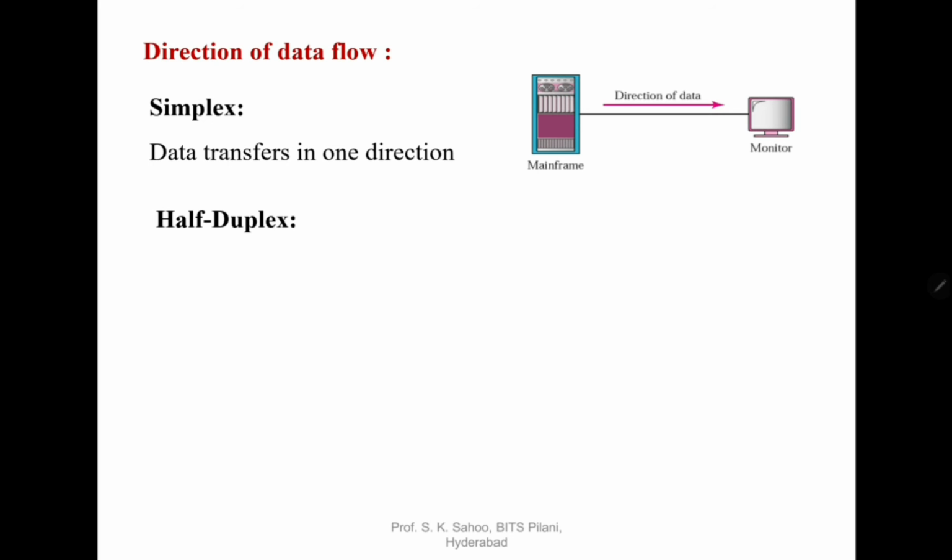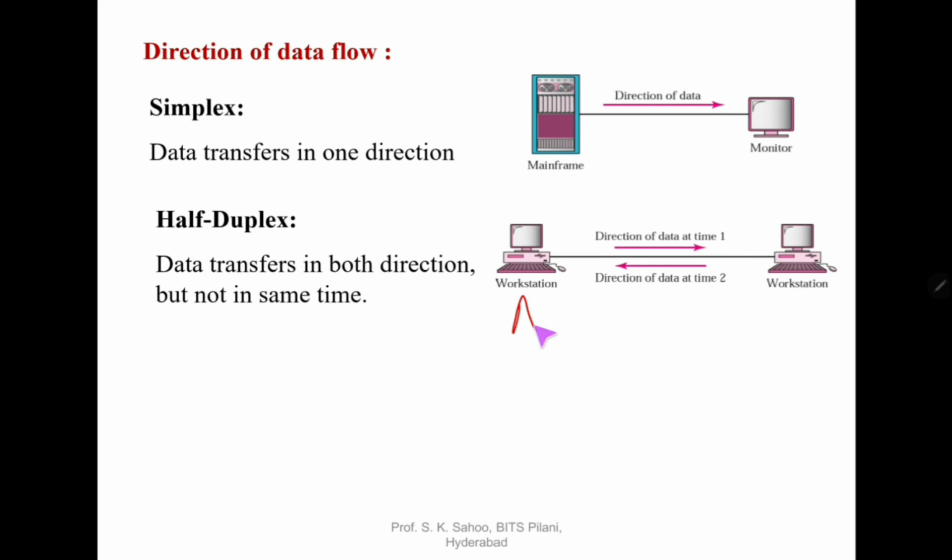Another is half duplex, in which transmission can be in both directions, but not at the same time. Let us say this is A and this is B. So at a time, either A to B will be transmitted, or B to A will be transmitted. But as it is half duplex, it will not be simultaneous.